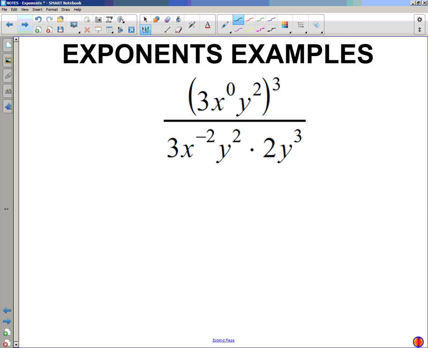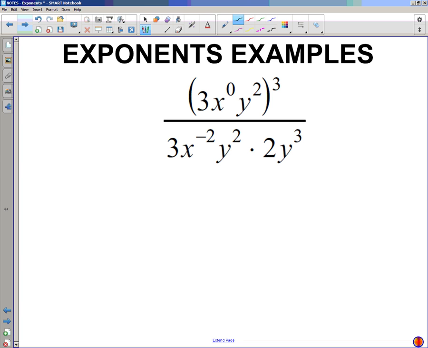Okay, one last one. We got fractions, we got negative exponents, we've got an exponent of 0. We've got a lot of stuff going on here that we're going to have to deal with. People often ask, how do you know what to do first? And the answer to that is, I don't. You can do whatever you like first. Just make sure that you're not breaking any of the rules.